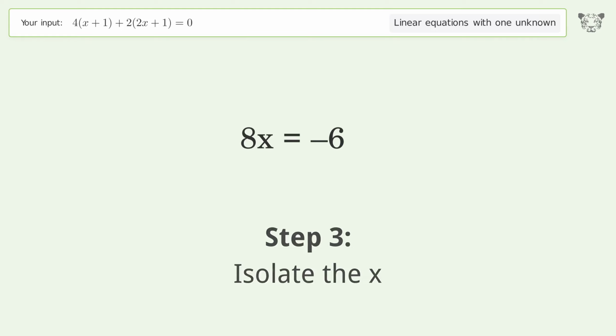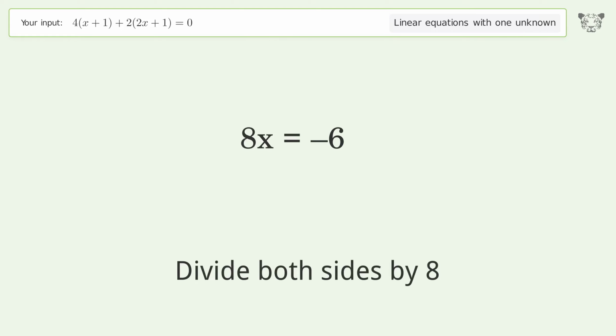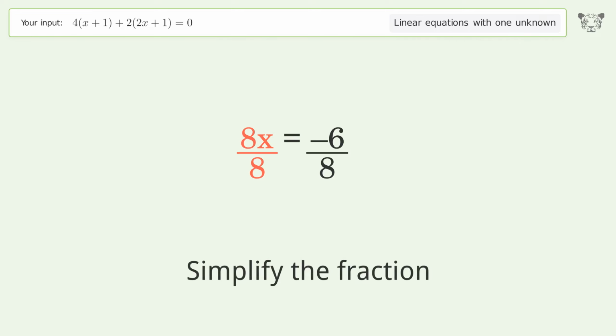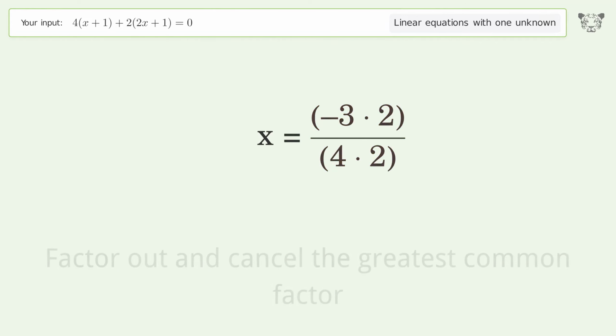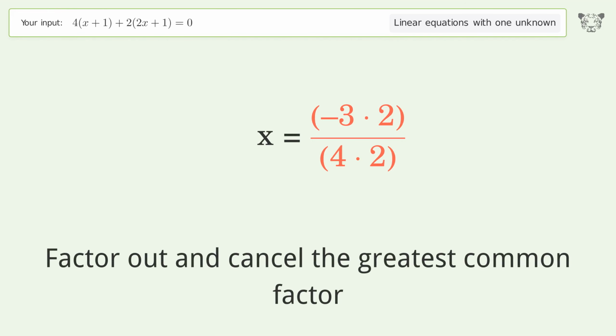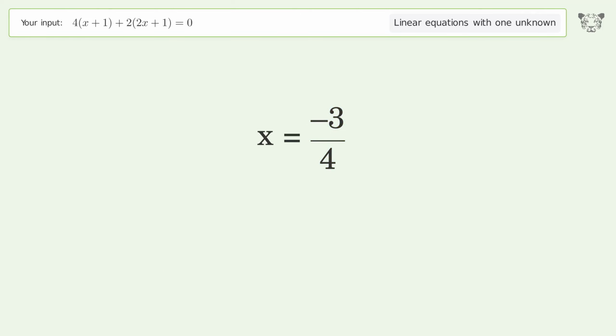Isolate the x. Divide both sides by 8. Simplify the fraction. Find the greatest common factor of the numerator and denominator. Factor out and cancel the greatest common factor. And so the final result is x equals -3/4.